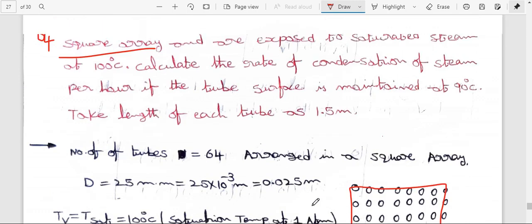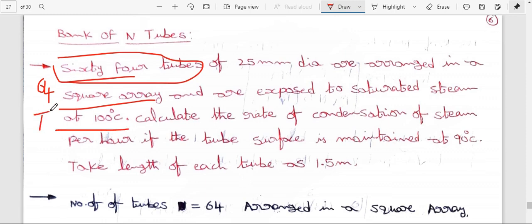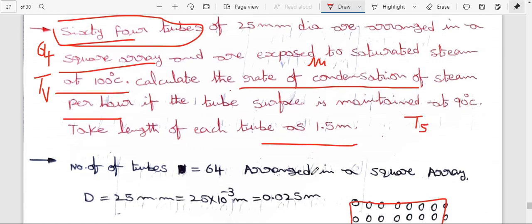8 rows and 8 columns, 8 into 8, 64, are exposed to saturated steam at 100 degrees, that means TV is equal to 100. Calculate the rate of condensation, that means M value, the steam per hour, if the tube surface is maintained at 90 degrees. Tube surface means TS is equal to 90 degrees.